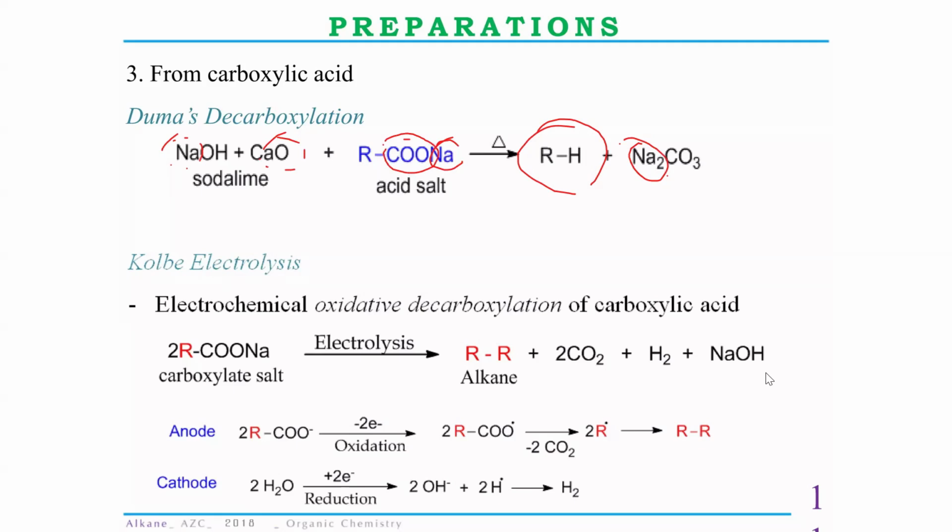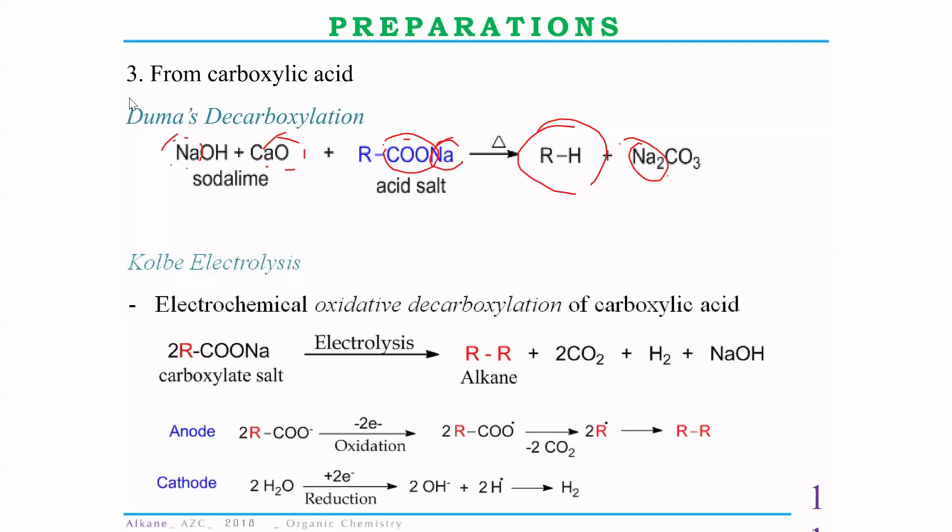So that is what happened. And we also have another method of preparation from carboxylic acids, apart from the Dumas decarboxylation, because when you say decarboxylation, it means removal of carbon dioxide. So we also have Kolbe electrolysis.